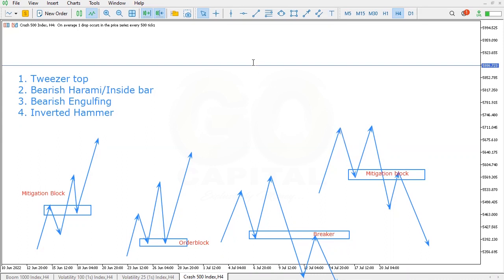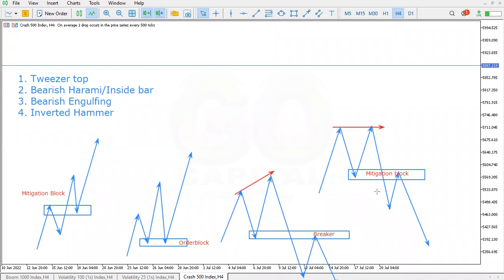For this one, let me change the color of this. This is equal highs. Sometimes it can be like this, which means this high is lower than the previous one. But let me just use the scenario of the equal highs. Then this one is a higher high.